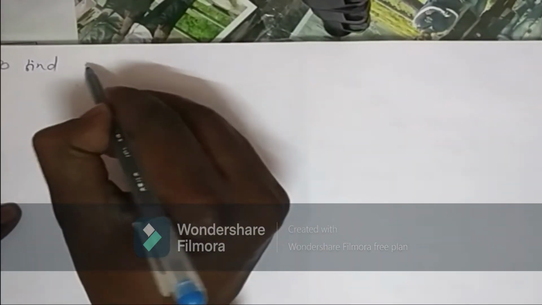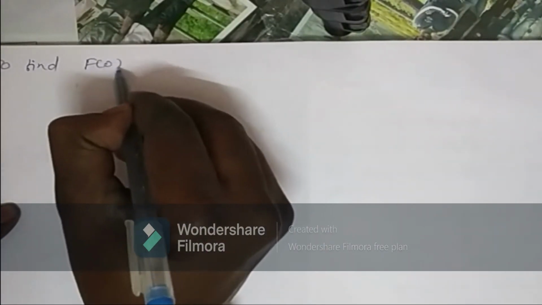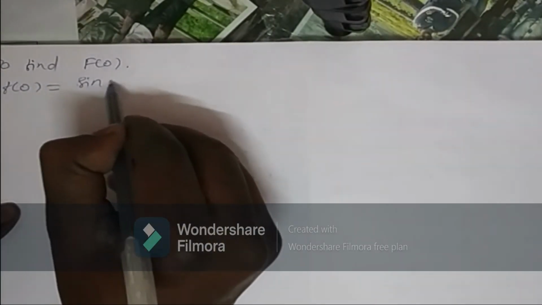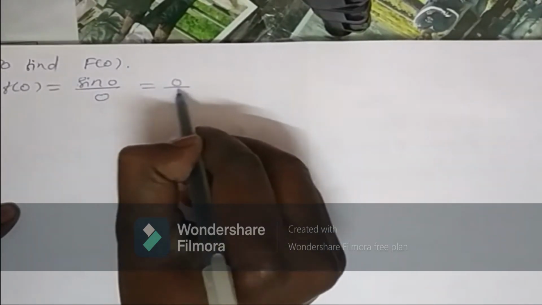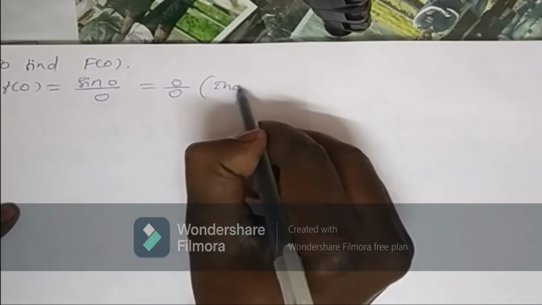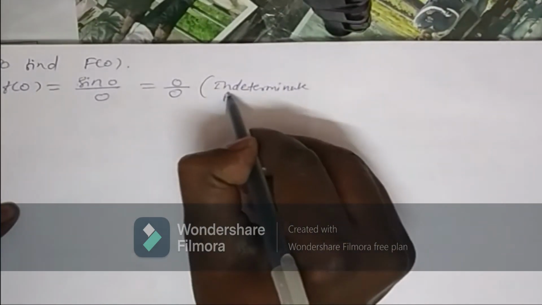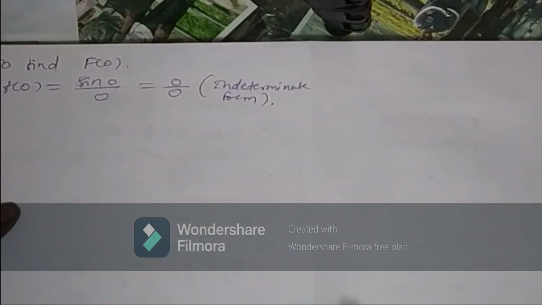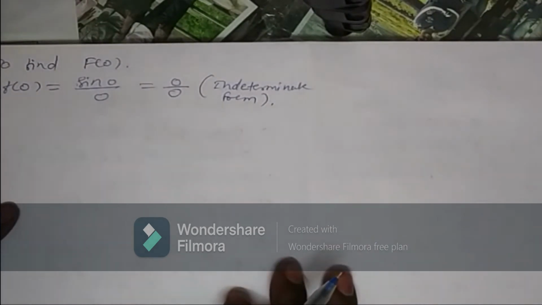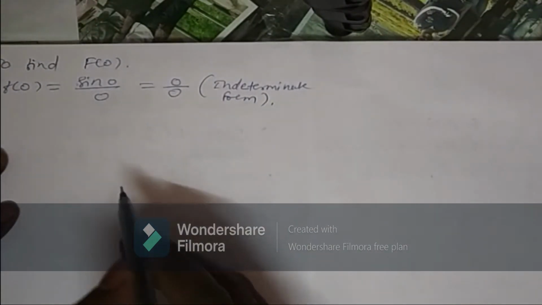Now, to find f of 0. So here f of 0 is equal to what? Sin 0 upon 0, but it will be 0 by 0. So this is an indeterminate form.